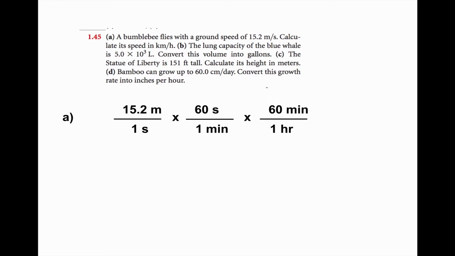Now I want to look at converting from meters to kilometers. My conversion factor is for every 1,000 meters, I have 1 kilometer. And if I multiply across, all the units cancel except for the ones I wanted, which was kilometers and hours. So the way you punch this in your calculator is you multiply by the numerators, 15.2 times 60 times 60, divided by the denominators, divided by 1, divided by 1, divided by 1.